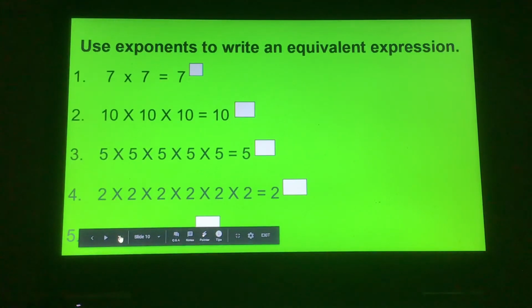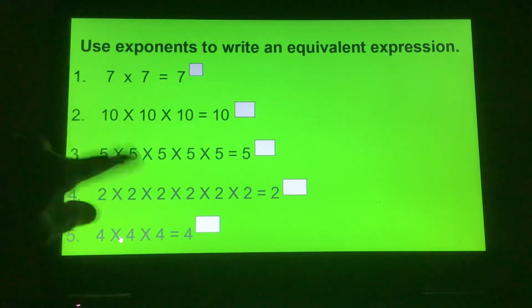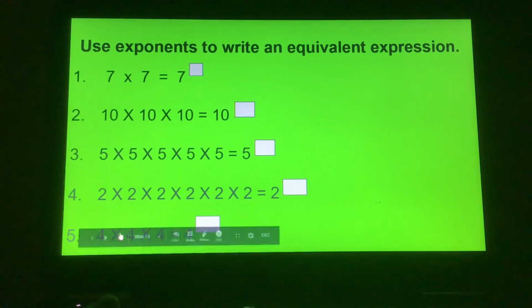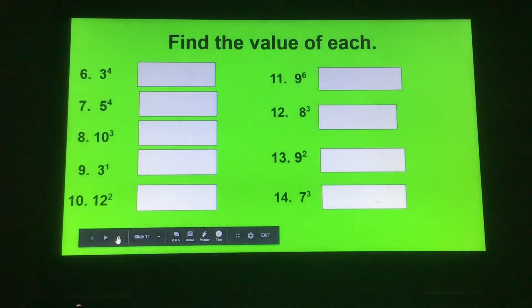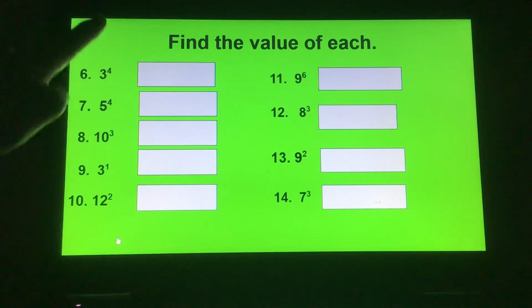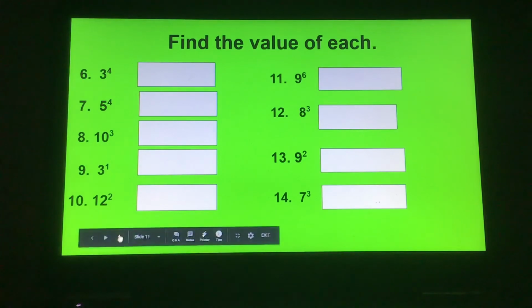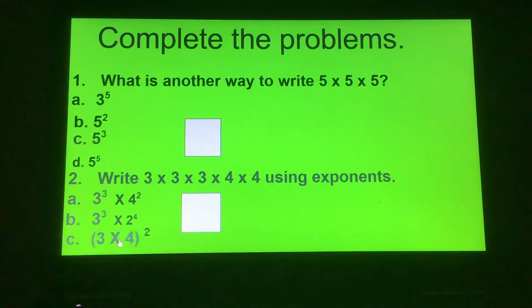Use exponents to write an equivalent expression. So you're going to tell me what the exponent is for each one of these. And then find the value of each. So you would multiply for the first one. I'm not going to give you the answer, but I'm going to show you how to do it. You would multiply it out. 3 times 3 is 9. And then that's all I'm going to help you with. Times 3, and whatever that answer is, times 3 more. The actual number, what the answer would be. And then complete the problems.